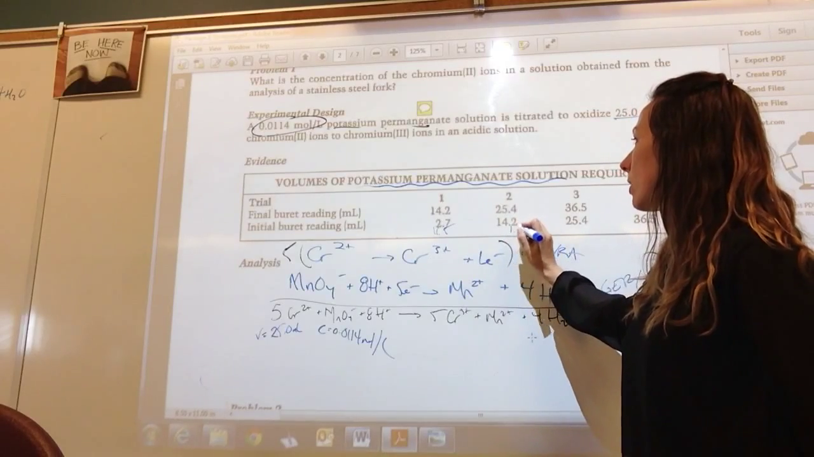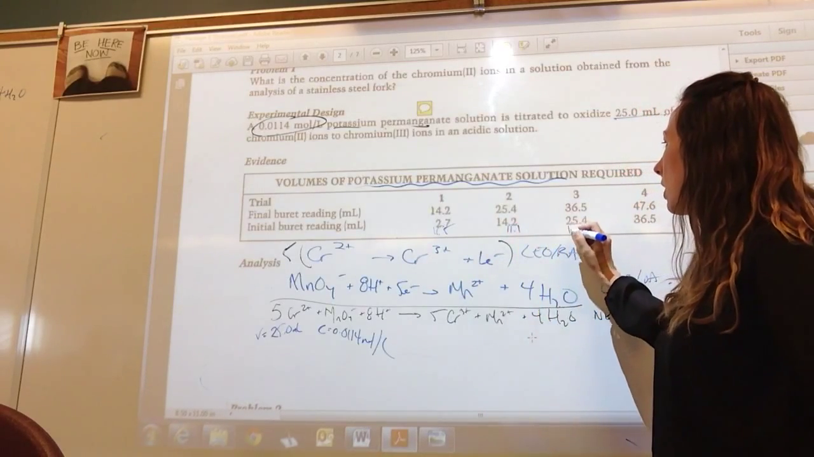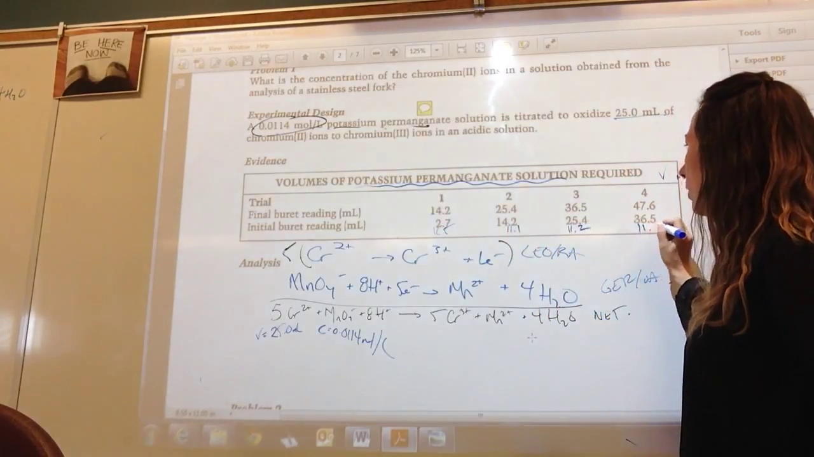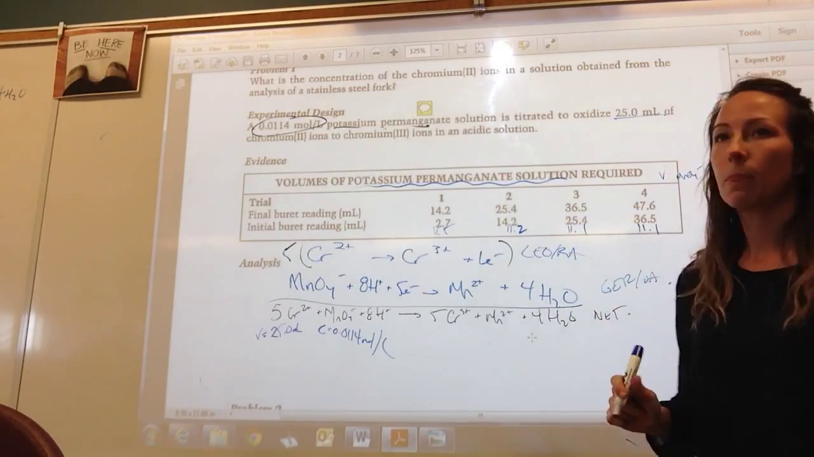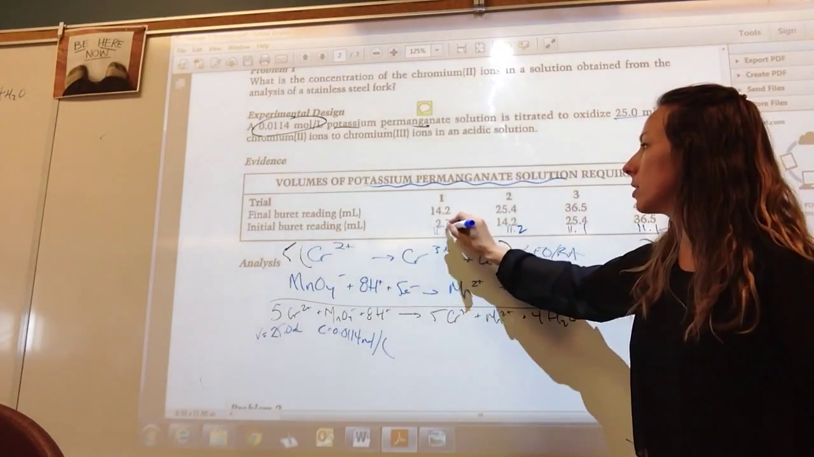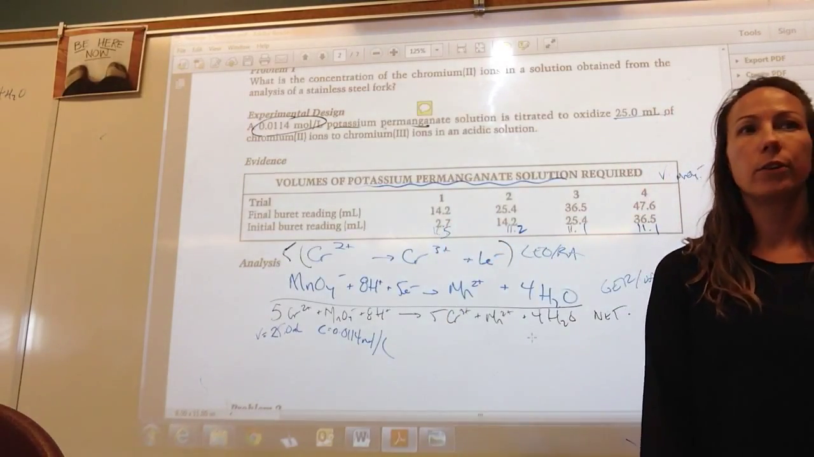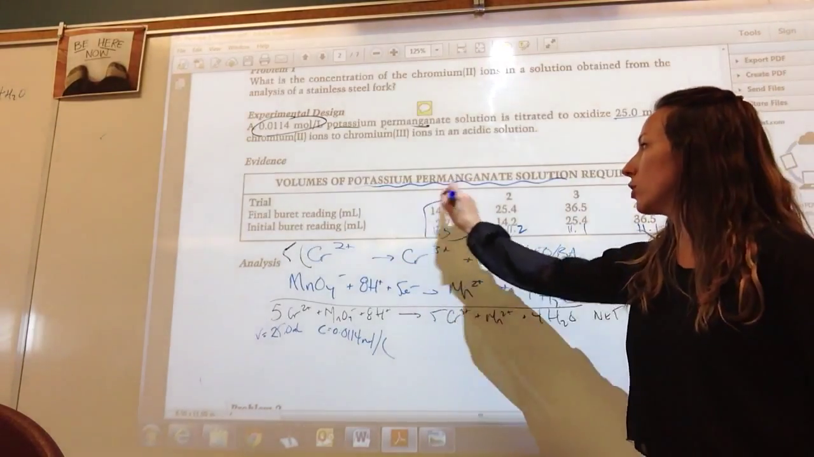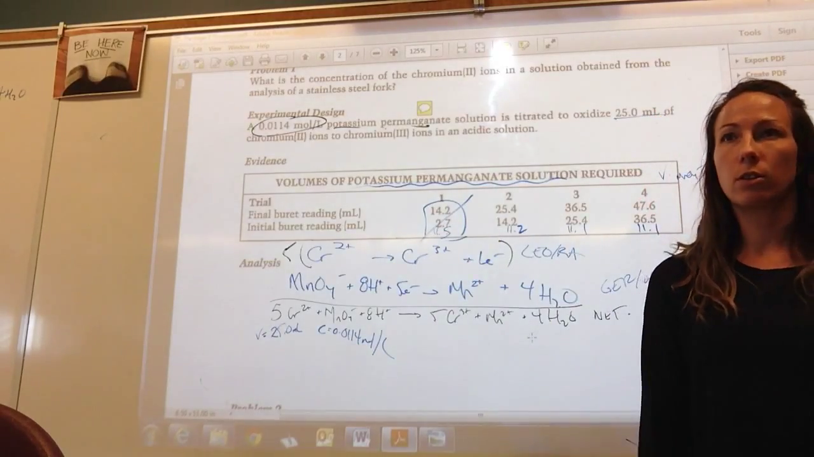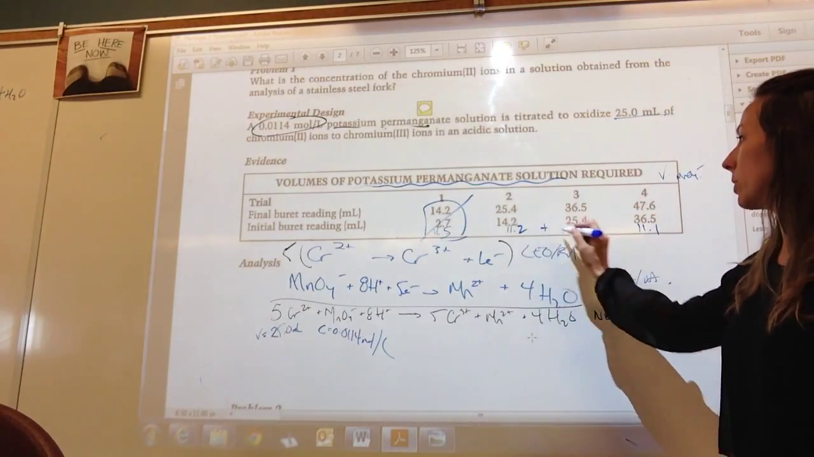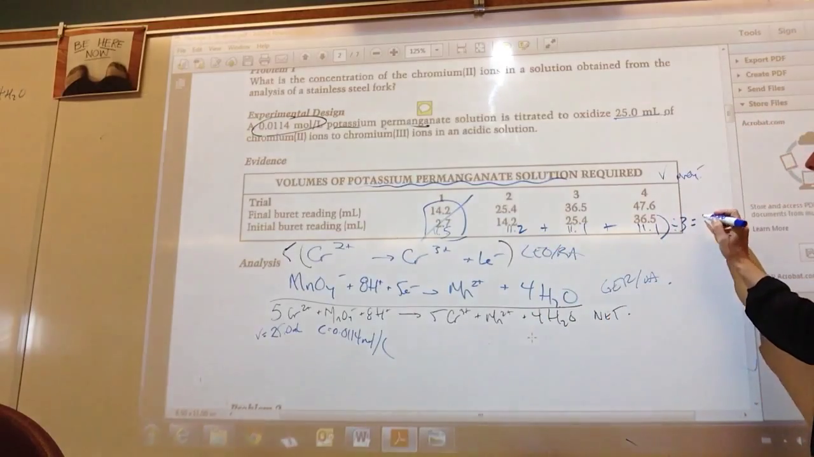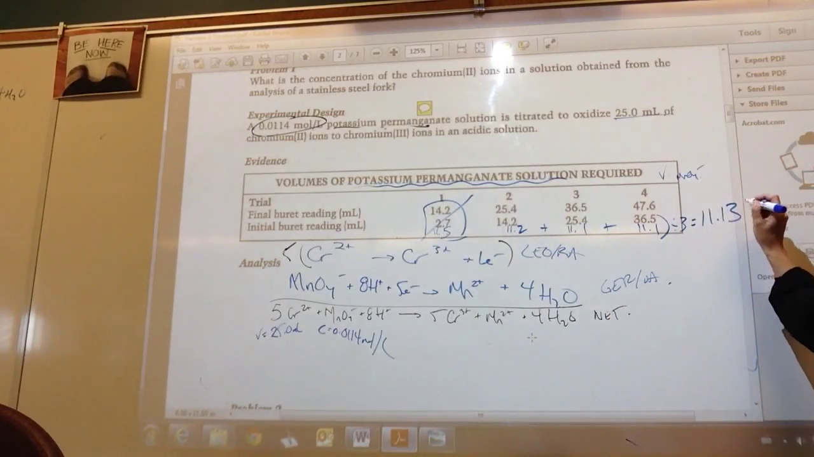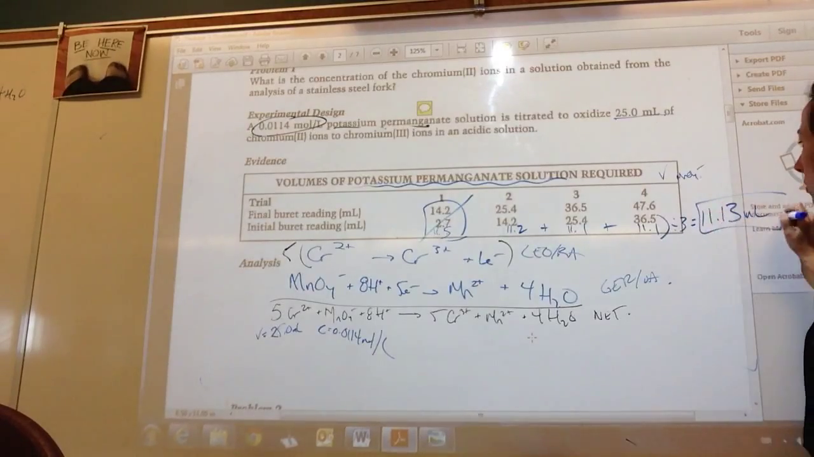Subtract these two, you end up with 11.1, 11.2, and 11.1. Sorry, this is a 2 and this is a 1. So, can you see one that has been overshot? The first one, and so I do not include it in my average. But 11.2 plus 11.1 plus 11.1, all divided by 3, will give me an average of 11.13 repeating mL.